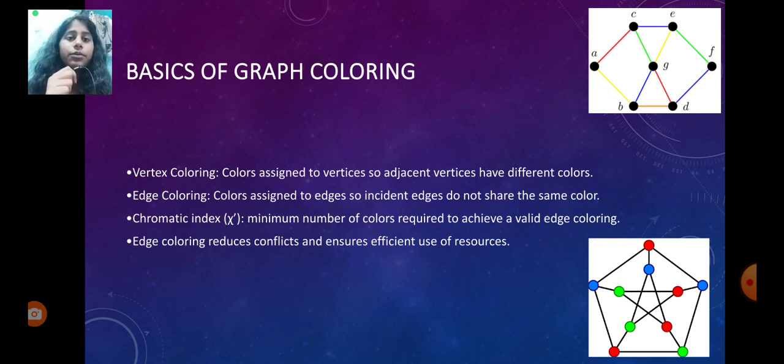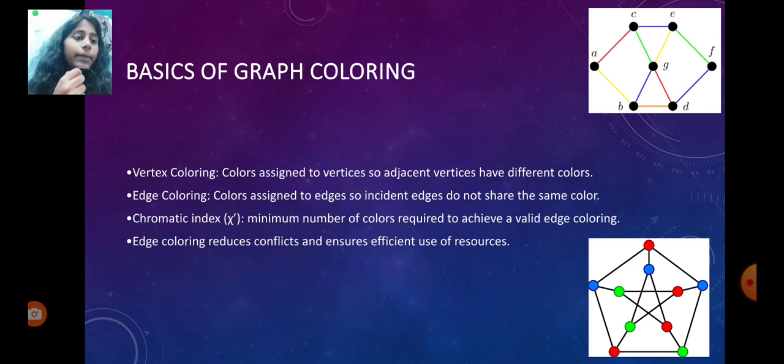So in this slide we are going to discuss the basics of graph coloring. The basics of graph coloring include vertex coloring, edge coloring and chromatic index. So these are three main components in graph coloring. What is vertex coloring? Vertex coloring is nothing but assigning colors to the vertices.